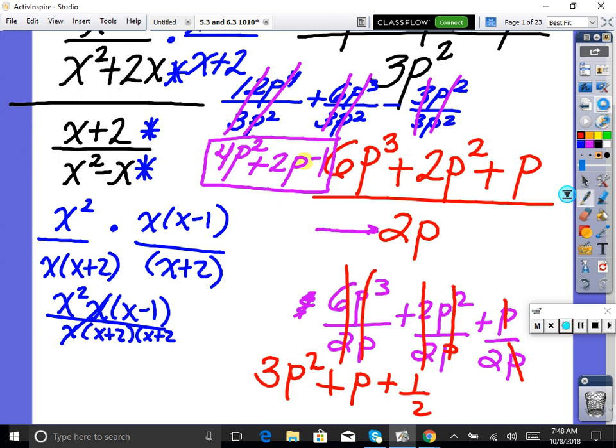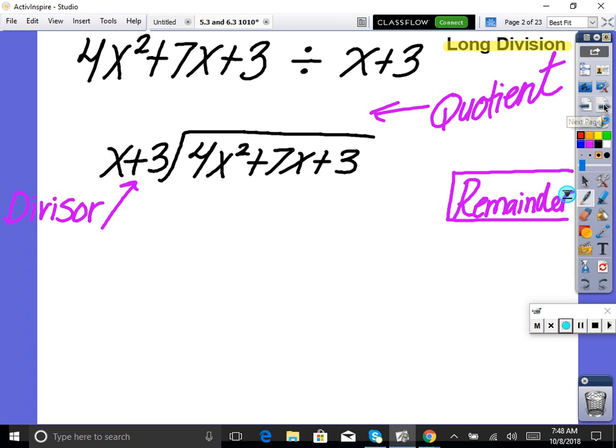Okay, great. Now we're going to learn how to divide something with long division. So if we have 4x squared plus 7x plus 3 divided by x plus 3, you should be writing this down as quickly as possible. I'm instructing you. And on the test, if I want you to divide by long division, I will specify. So if you remember, we set up the divisor, which is what we're dividing by, x plus 3, on the outside of our little house. What's being divided is under the house.